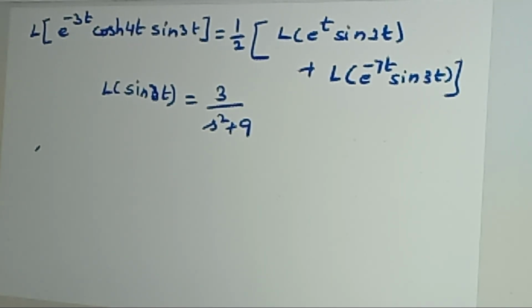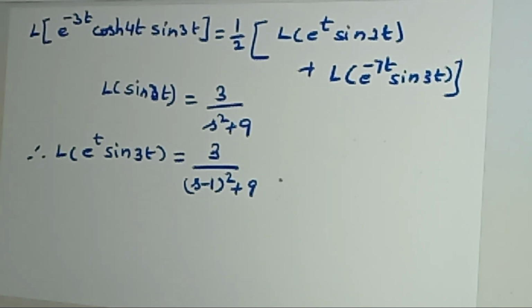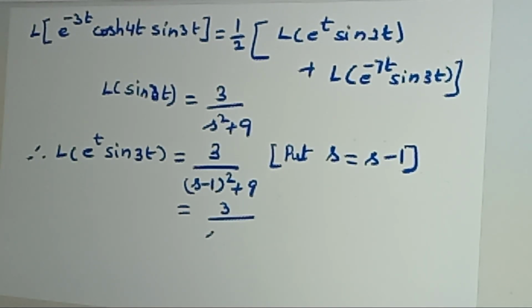Now, Laplace of e raised to t into sin 3t का वैल्यू क्या होना चाहिए स्टूडेंट्स? फर्स्ट शिफ्टिंग प्रॉपर्टी में a का वैल्यू दिया है, a is equal to 1. Since it is in the form of e^at, s should be always substituted as s minus a. Therefore, 3 by s square plus 9 will become what? 3 upon s minus 1 the whole square plus 9. Okay. You have substituted s is equal to s minus 1. You can simplify this furthermore. What it is? 3 upon s square minus 2s plus 10 you can write.